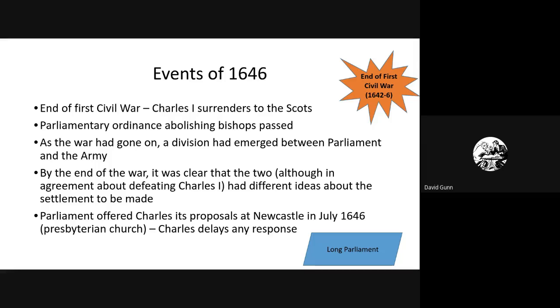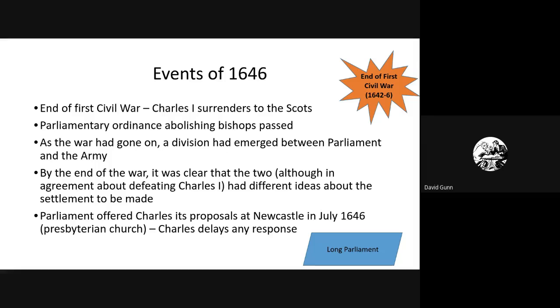And within Parliament, there are some ideas of the kind of settlement that they want, and within the army, it's quite different. As a general point, you could say the army are more radical. They want a more radical settlement with things like religious toleration, perhaps even getting rid of the monarchy, a wider franchise, things like that. Whereas Parliament are more moderate. They want to keep the monarchy. Again, this is broadly speaking, but they want to keep the monarchy, but maybe have something like a constitutional monarchy. And they want a national state church that's Presbyterian.